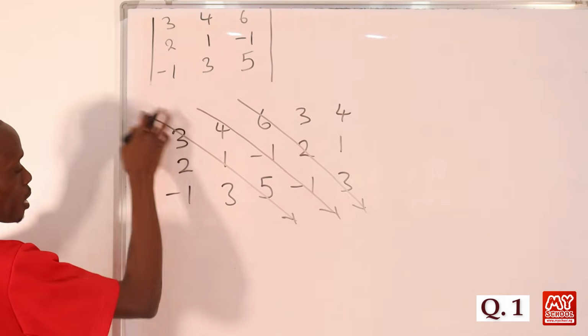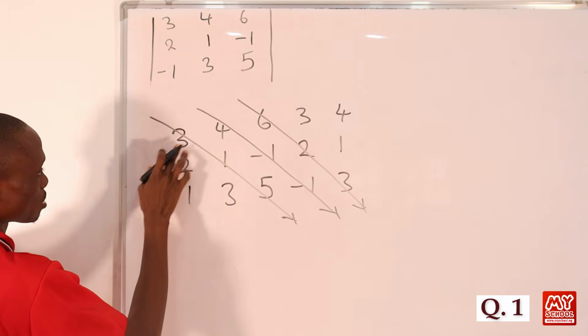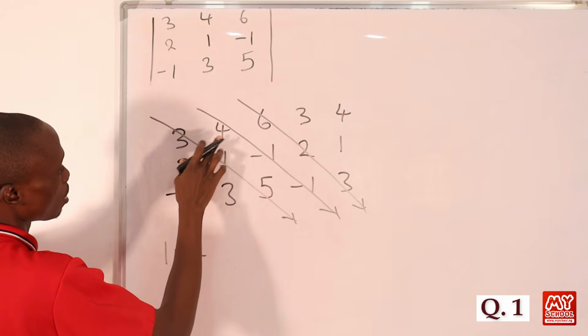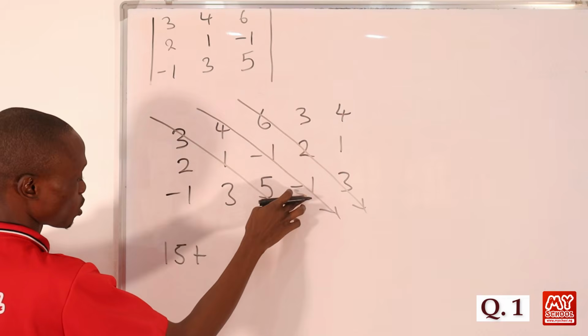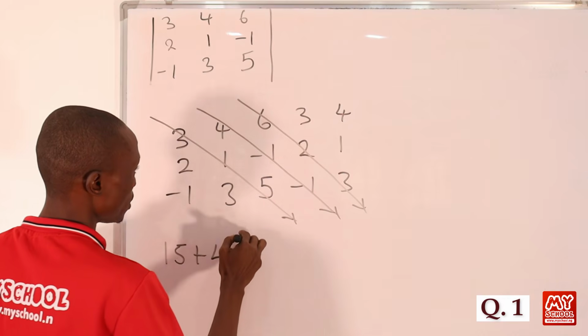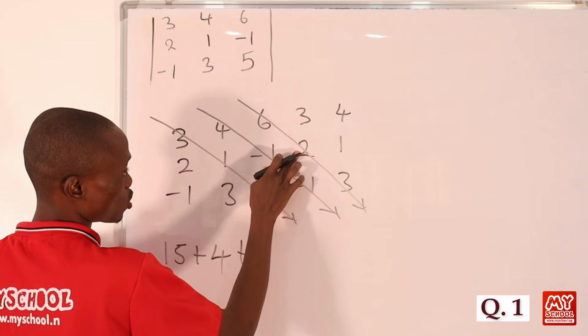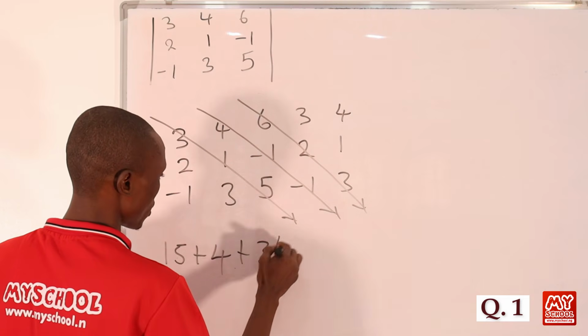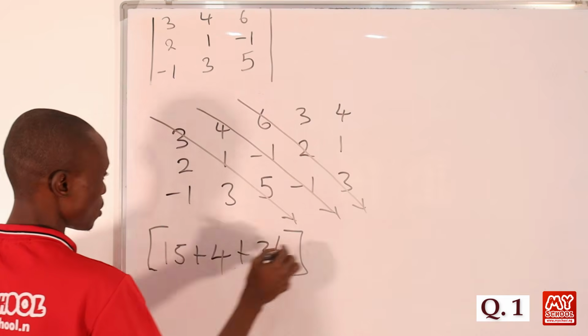So I will multiply these 3 elements together. So 3 times 1 times 5, that is going to be 15. Then plus, now 4 times minus 1 times minus 1, that will be 4. Then plus 6 times 2 is 12, and 12 times 3 is 36, right? So we put all this in bracket, then minus.